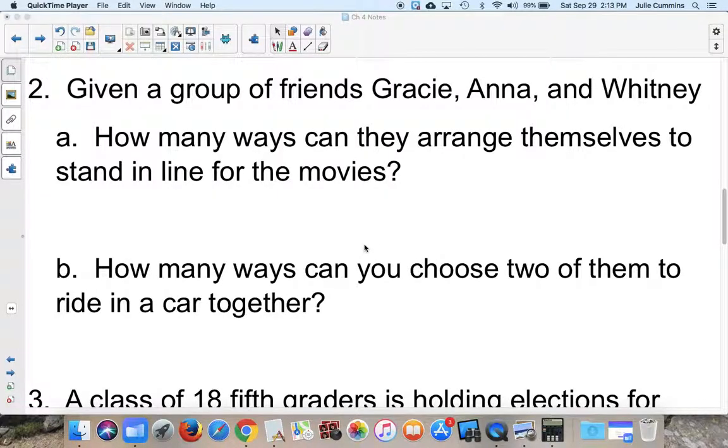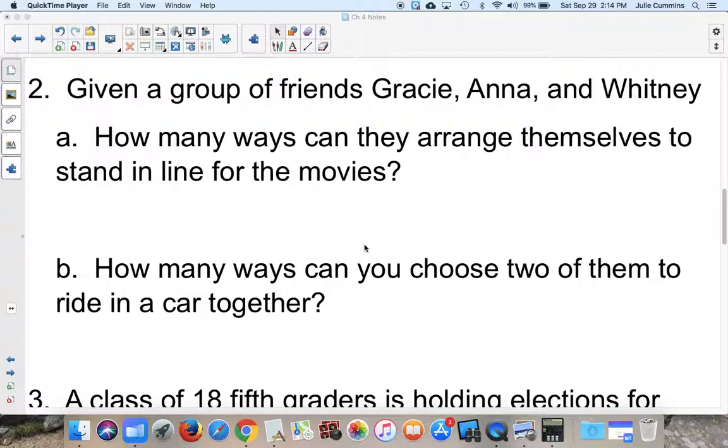All right, for example number 2, we have a group of friends, Gracie, Anna, and Whitney. We want to know how many ways can they arrange themselves to stand in line for the movies. Okay, they're standing in line. So we've got 3 people to choose from, and they're all going to stand in line, so there's 3 of them. Now, since we're standing in line, first, second, and third, order matters.